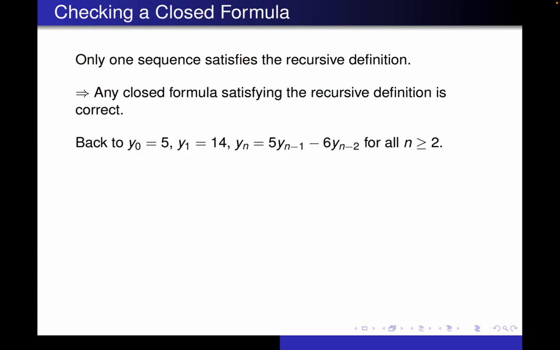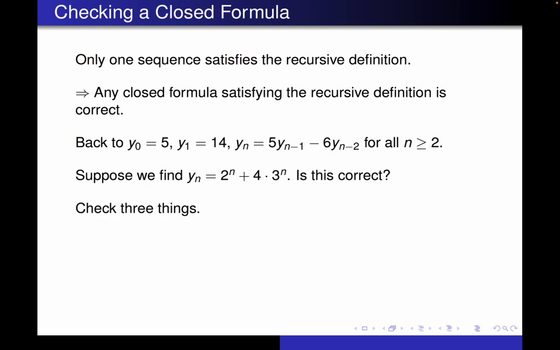Alright, so here's the definition. y0 equals 5, y1 equals 14, yn equals 5 yn minus 1, minus 6 yn minus 2, for all n greater than or equal to 2. So suppose we find, lying on the street, this closed formula: yn equals 2 to the n plus 4 times 3 to the n. We think, what the heck, it might be a closed formula for this particular sequence. How do we check? Is it correct?